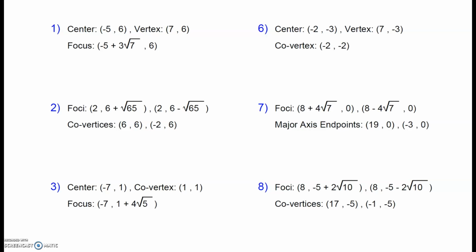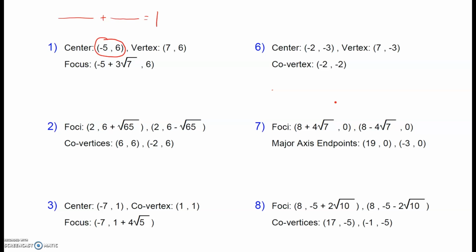Okay, let's take a look at number one. Because the center is negative 5, 6, we know h is negative 5, k is 6. And remember in here, we have x minus h squared, and then here we have y minus k squared. And then we have either a squared or b squared, just depending on which one's bigger. We always call a squared the bigger one, but right now we might not even know where that goes.